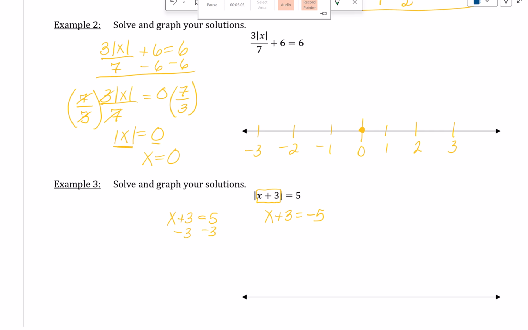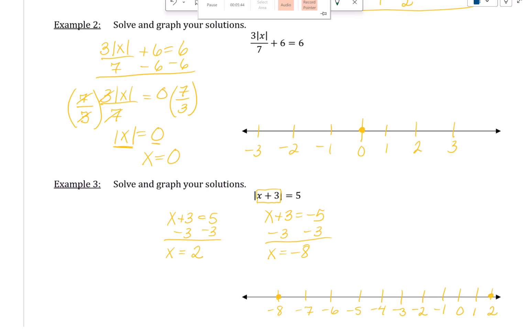So I'd subtract 3. x equals 2. Subtract 3. x equals -8. So my two answers, -8, I run out of room here, is my two answers are -8 and 2.